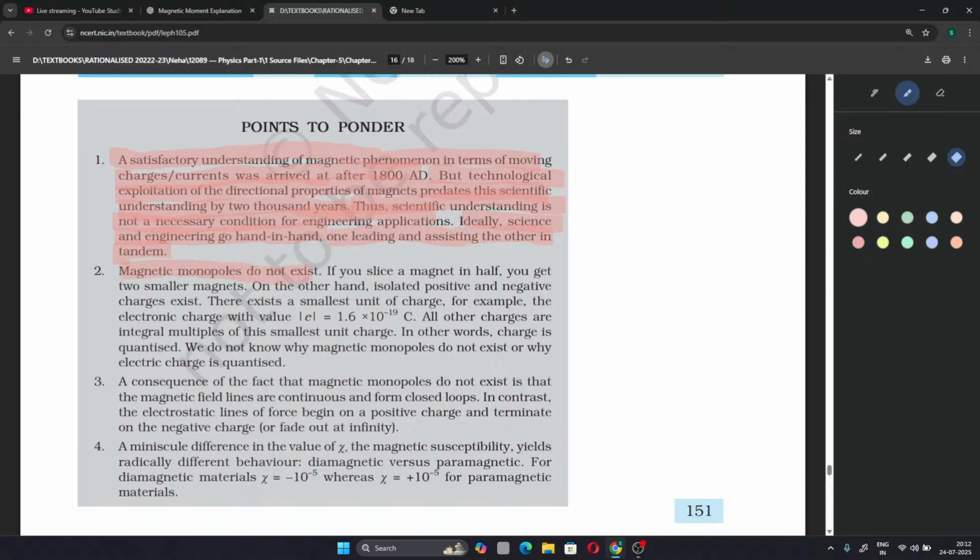Magnetic monopoles do not exist. If you slice a magnet in half, you get two smaller magnets. On the other hand, isolated positive and negative charges exist. There exists a smallest unit charge, for example, the electronic charge with the value of 1.6 × 10 power minus 19. All other charges are integral multiples of this smallest unit charge. In other words, charge is quantized. We do not know why magnetic monopoles do not exist or why electric charge is quantized.